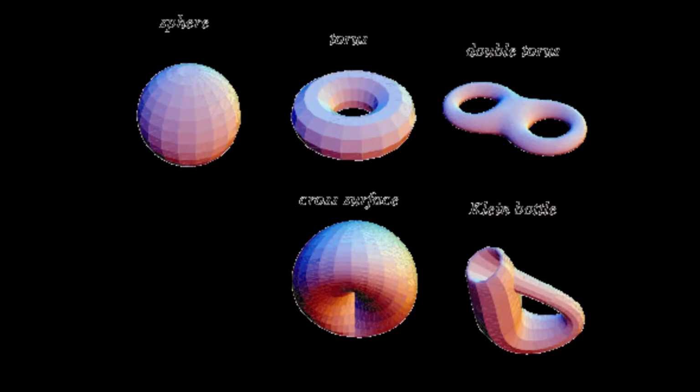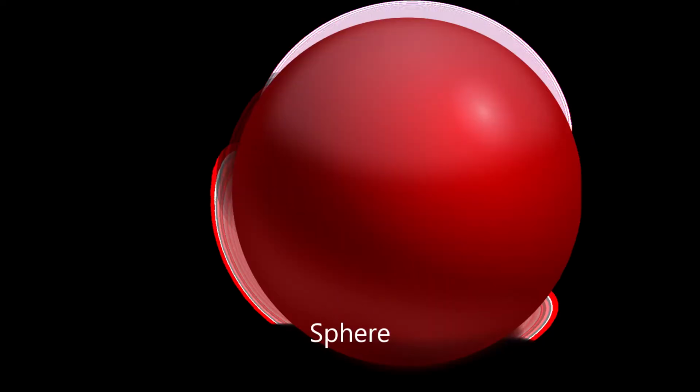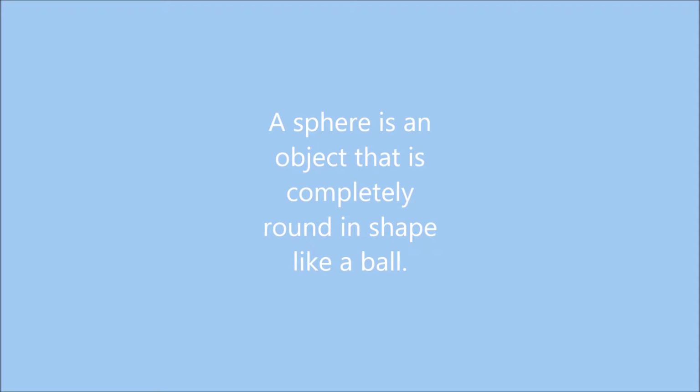These are examples of a few manifolds: a sphere, torus, double torus, cross surface, and Klein bottle. Let's explain these. Let's start with the most commonly known one, called the sphere. Now, a sphere is an object that is completely round and shaped like a ball. Pretty simple, right? Almost everyone knows what a sphere is. So let's get into the other things.